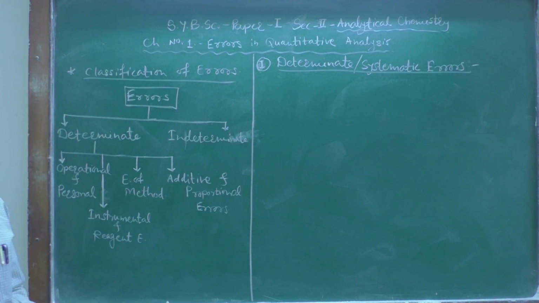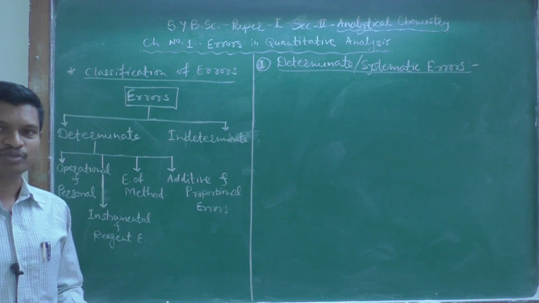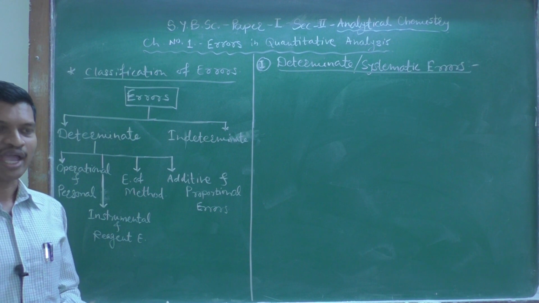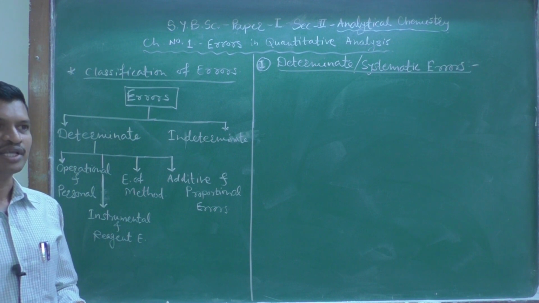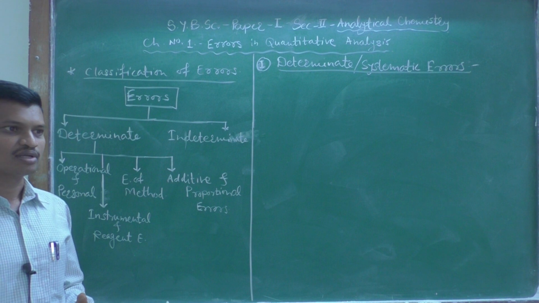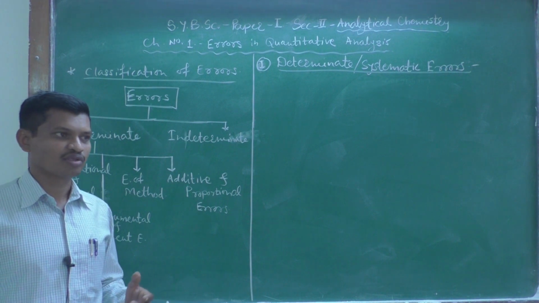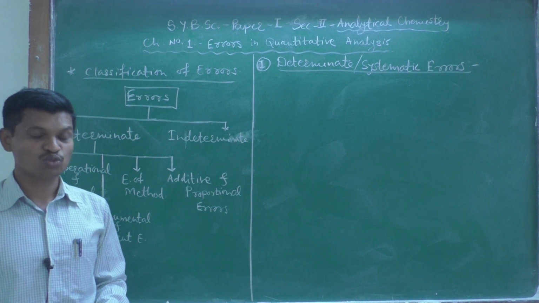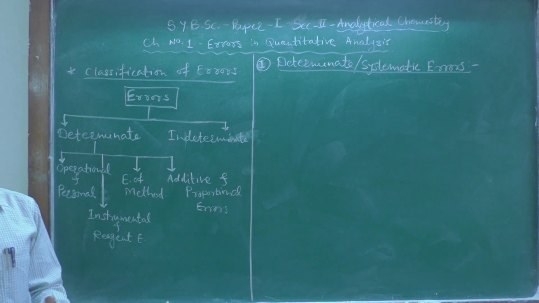Up to this we have seen the definition of accuracy, precision, then different methods of expressing accuracy and precision, then numerical problems based on the accuracy and precision. So the next point is classification of errors. What are the types of errors that we have to see?